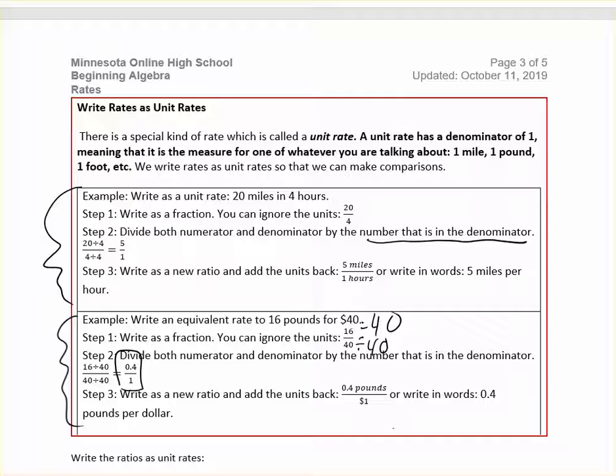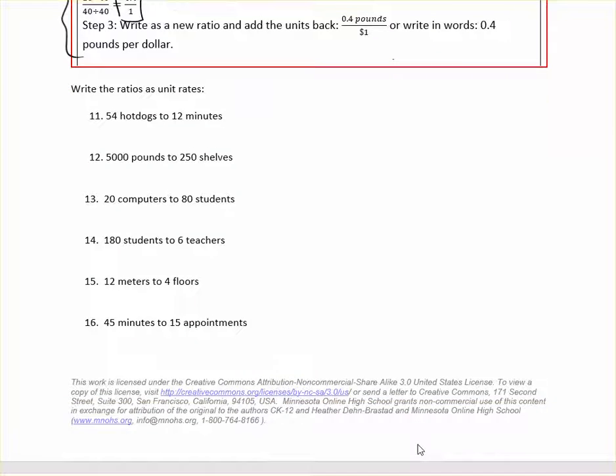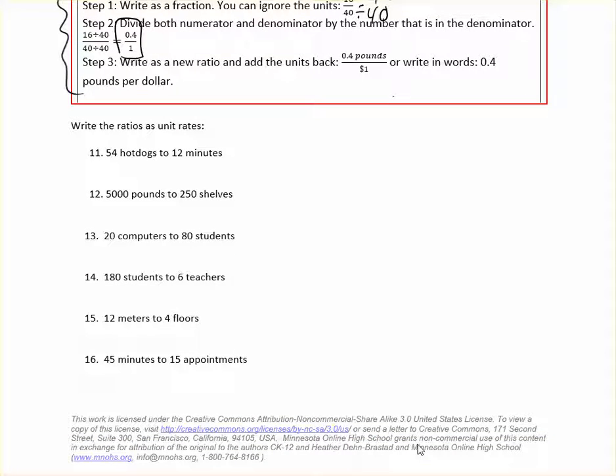So we write that as 0.4 over 1, and then we put our units back on, and that means that you get 0.4 pounds per dollar. But that's nice to know because now you know how much a dollar will get you. It'll get you 0.4 pounds. So that's called a unit rate. Unit rates sometimes have decimals as part of their rate, but it's still a rate.